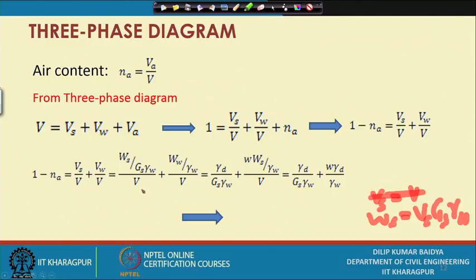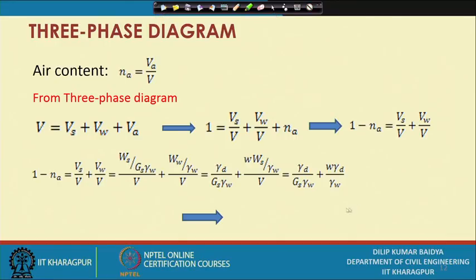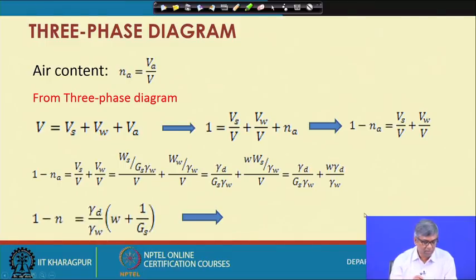And then I can see here Ws by V is gamma D, and Gs gamma W is here, and here Ww I can express as w into Ws, water content into total solid, divided by gamma W. If you further simplify, then you get gamma D by Gs gamma W plus water content into gamma D by gamma W. So from this, if I go further, 1 minus Na equals gamma D by gamma W, if I take gamma D by gamma W common, w plus 1 by Gs.